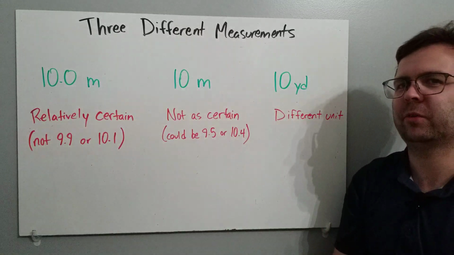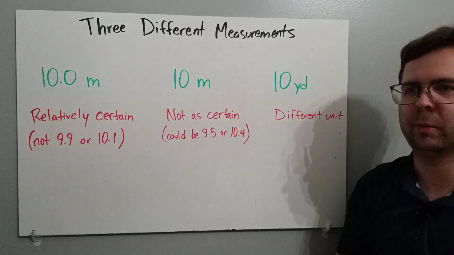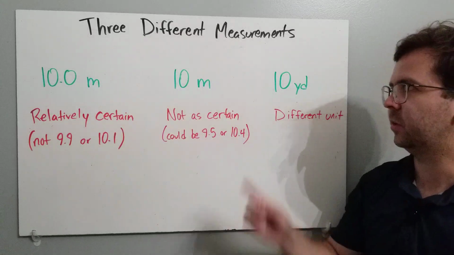And then over here, this is obviously a different unit. And so that means it's just entirely a different measurement. Even though it's the same magnitude as the other two, 10, it's a different unit.